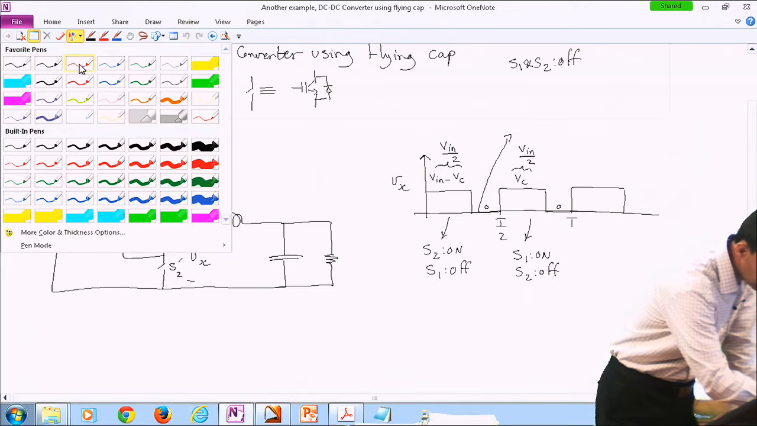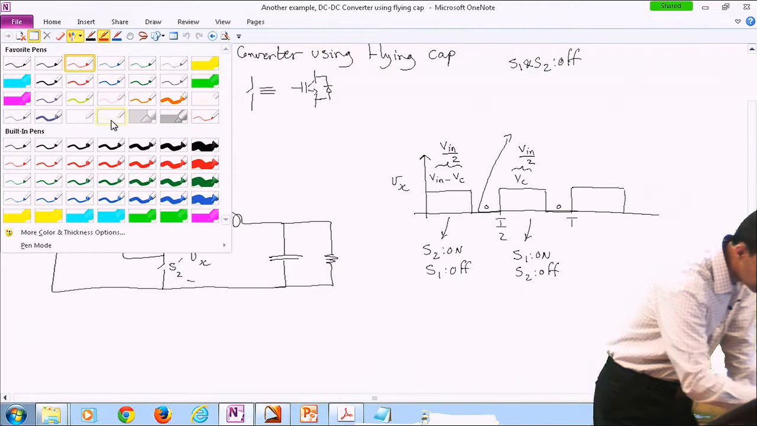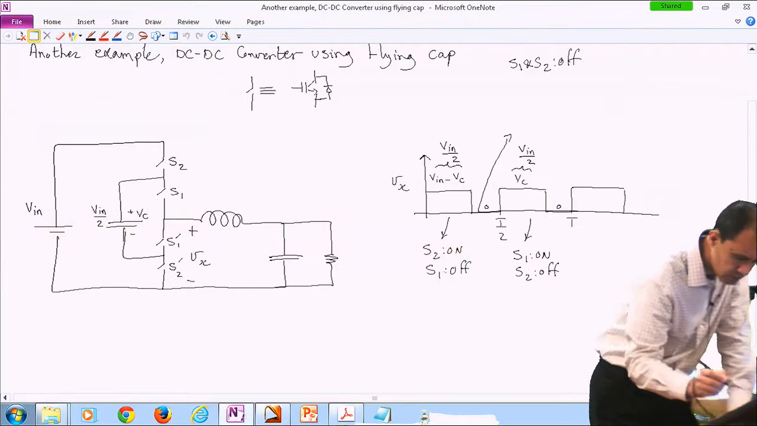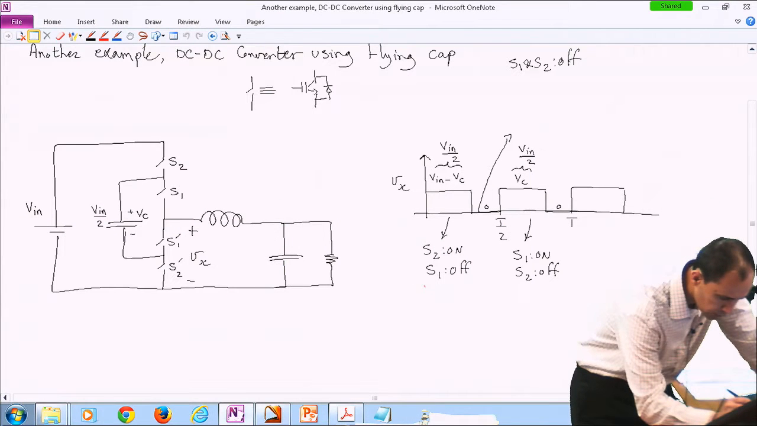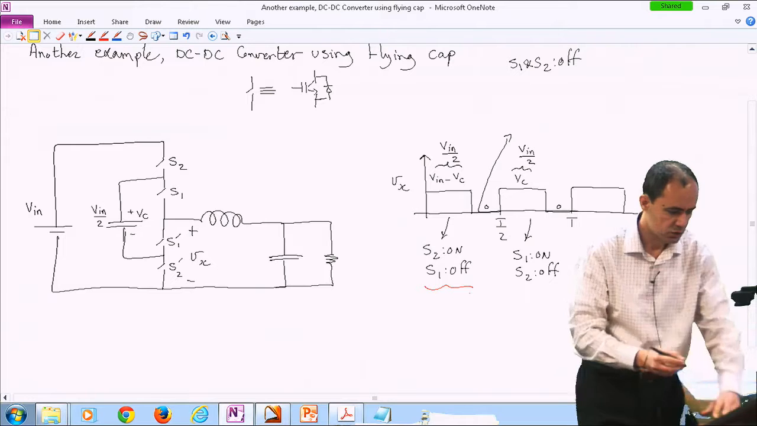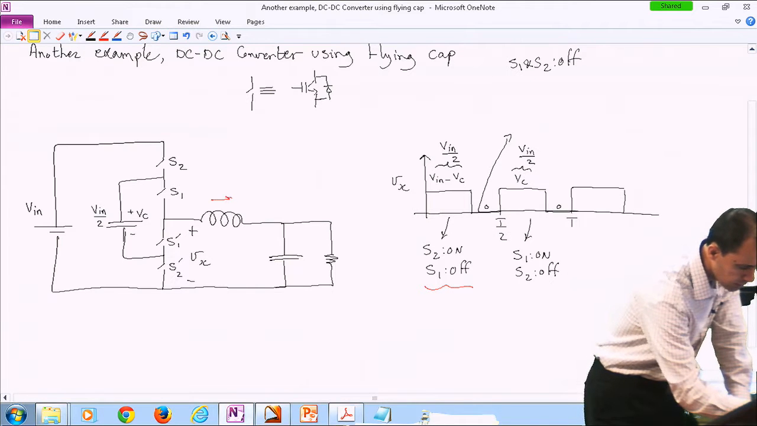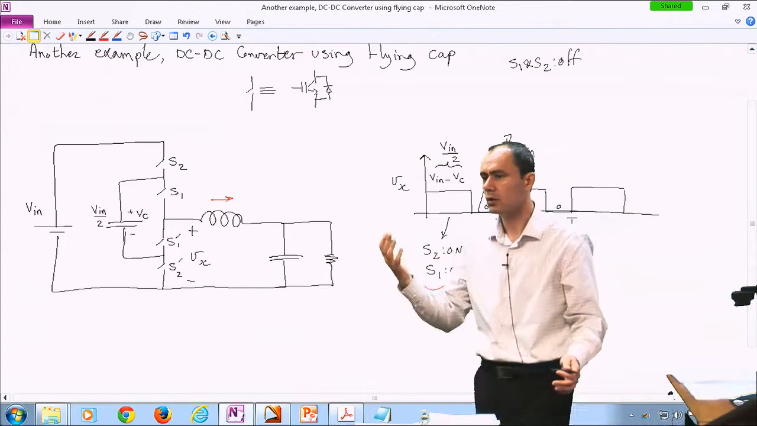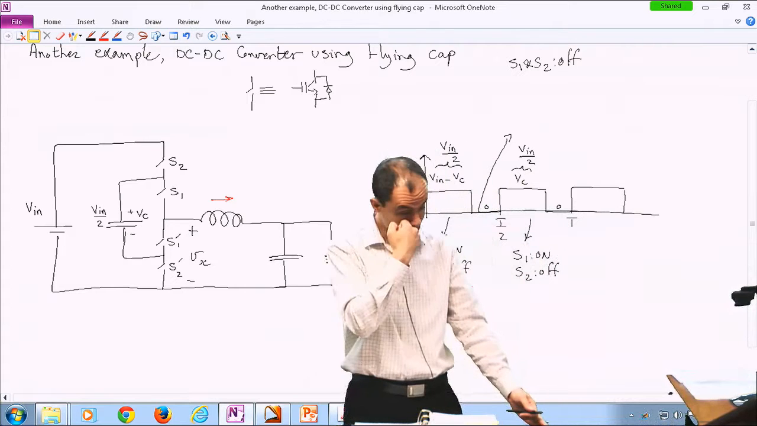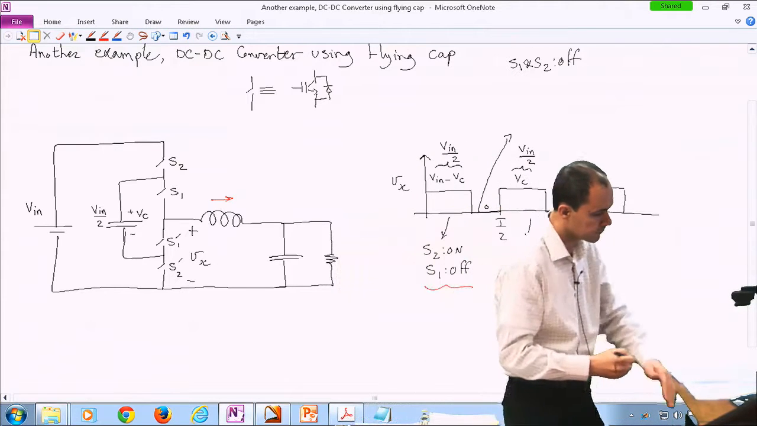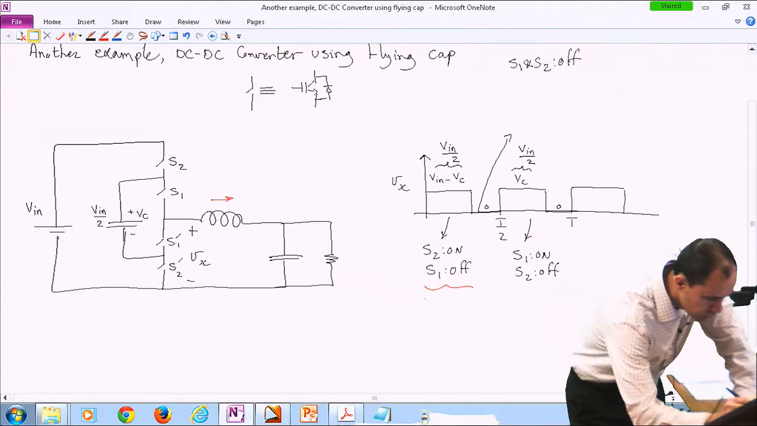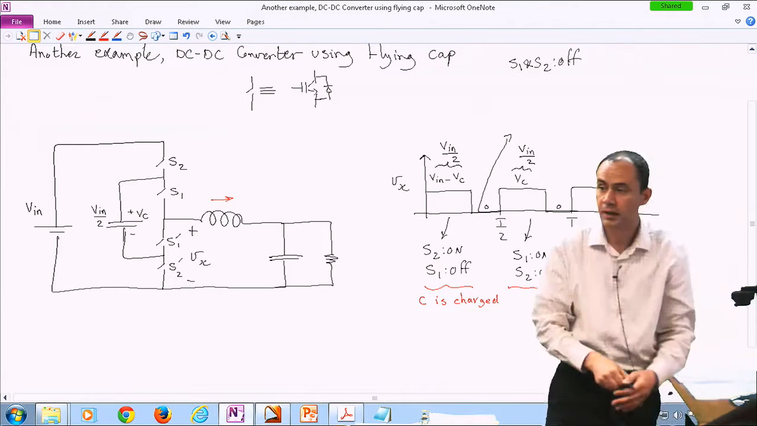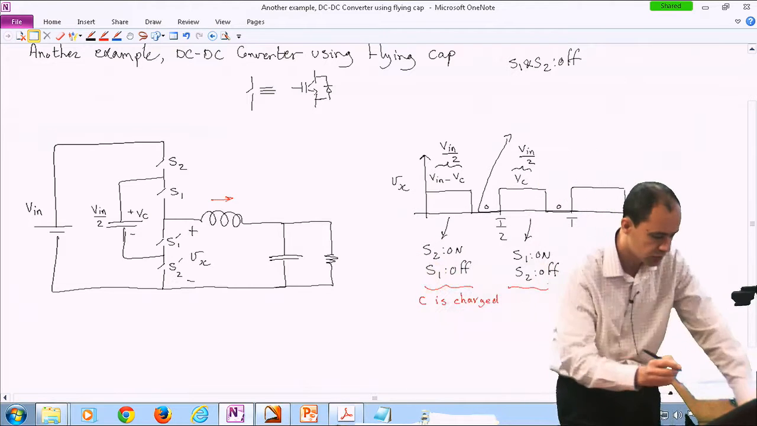let's pick another color. Let's pick red. And okay, so in this cycle, assuming that the current is from left to right, or my load is actually a real resistive load and my source is a real source, in this mode, C is charged. And in this mode, the capacitor is actually providing power, so it's actually discharged.